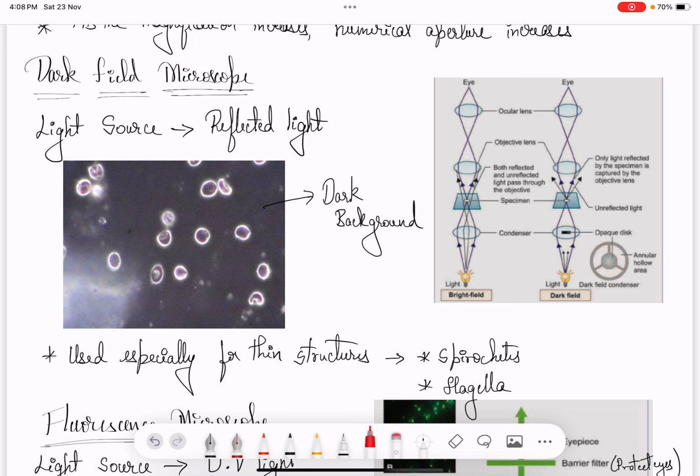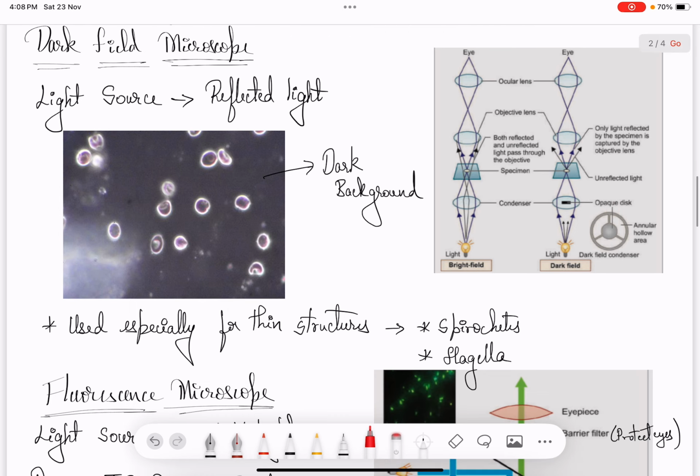Sorry, there is a central opaque disk. This is the central opaque disk, and at the side there is a peripheral gap. So in this gap the light can pass. In the center light can't pass, only in these gaps the light can pass. The gap is called the annular hollow area, and centrally there is the opaque disk. So the difference in the condenser is that centrally there is an opaque disk, and in the periphery there is the annular hollow area where the light can pass. So this is how the light passes. From here the light passes into the specimen.